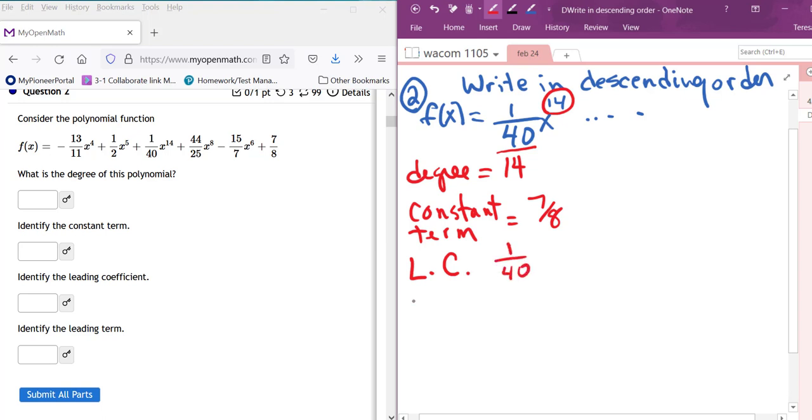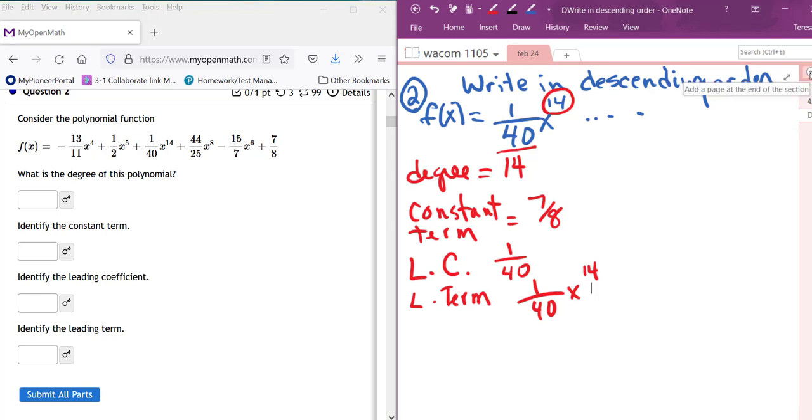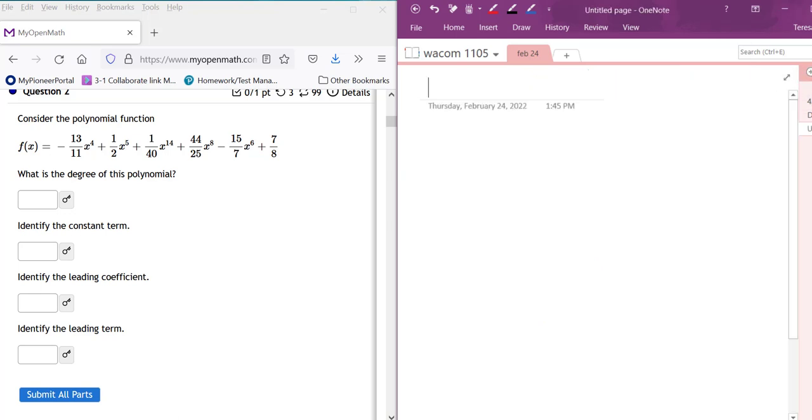The leading coefficient is the coefficient of your term that has the degree on it, the highest exponent. So the leading coefficient, I'm going to call that the LC, is 1/40. And the leading term is 1/40 x to the 14th. So that is problem 2 that was just out of order. I did pick problem 3.